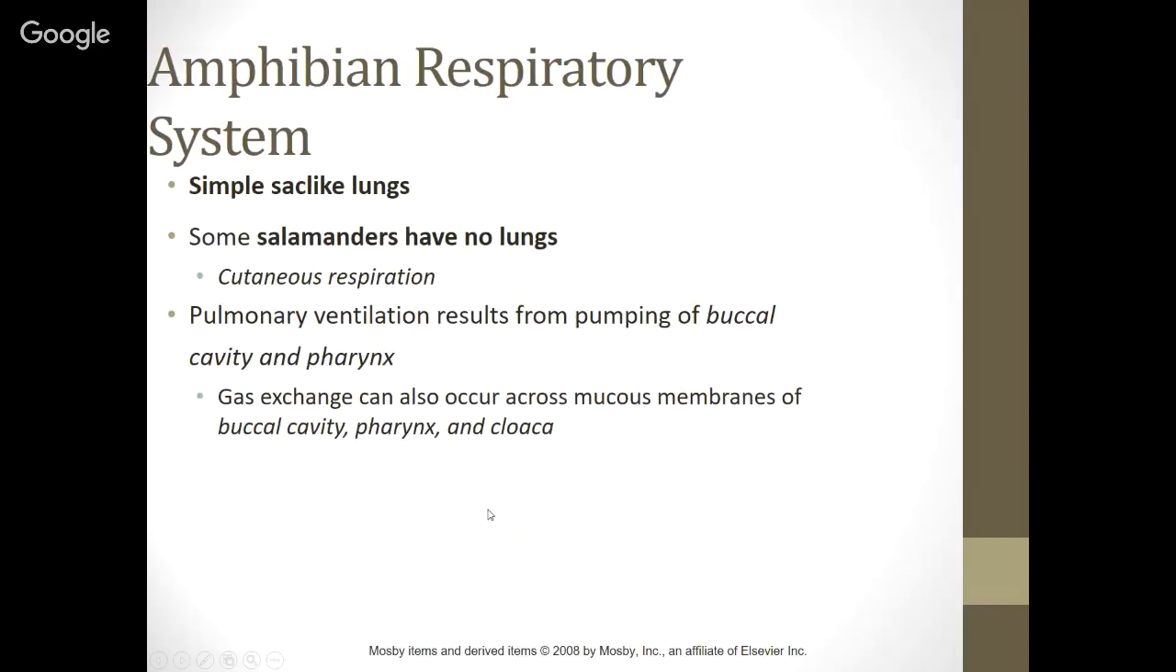Amphibians have simple sac-like lungs. Some salamanders have no lungs. They actually breathe through their skin. It's called cutaneous respiration. Pulmonary ventilation results from pumping of the buccal cavity or the cheek cavities and the pharynx. Gas exchange can also occur across mucous membranes of the buccal cavity, the pharynx, and the cloaca. They're butt breathers.